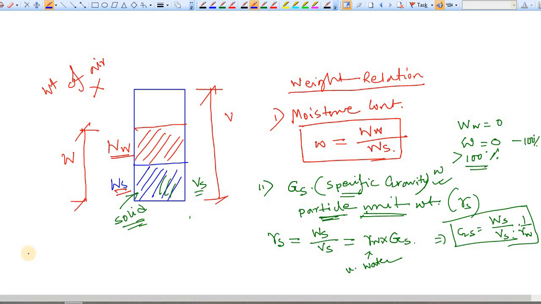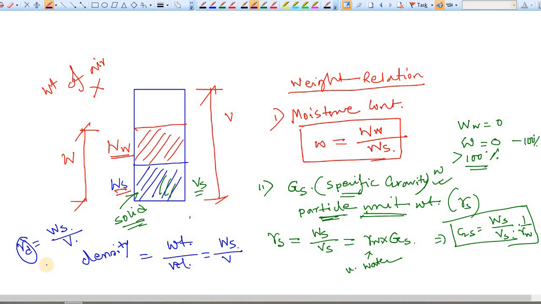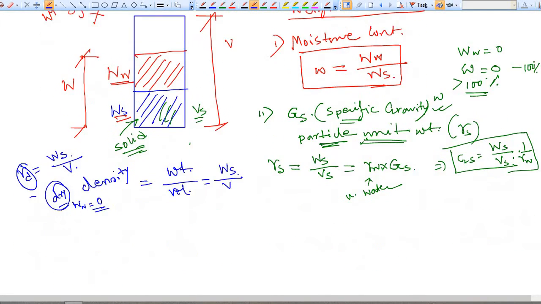Clear? Now the third weight relation is your dry unit weight. So what is the dry unit weight, or gamma D? Gamma D is weight of solid particle to the total volume. Here you can see we have not included weight of water. That's why it is called dry density. So density is simply the total weight by total volume. Here we have taken total volume, that is V, but in case of weight we have taken only weight of solid, Ws, because this is dry. That's why the water weight Ww is simply 0. So this is dry density, gamma D. It was our third relation.